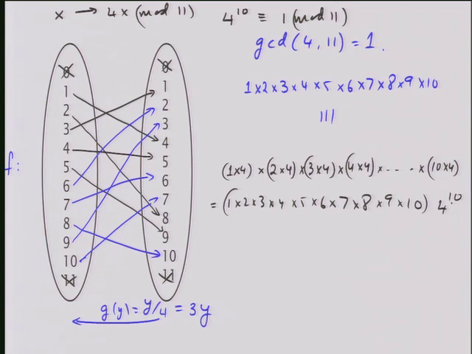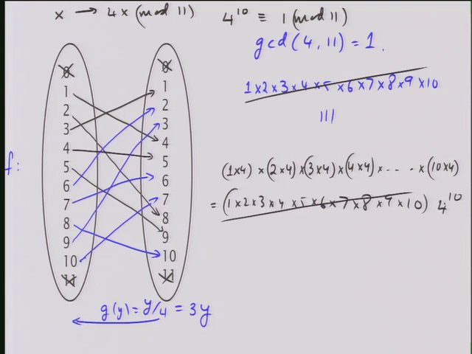So the first one was 4, which is 4 times 1. The second one was 8, which is 4 times 2. The third one was 1, which is 4 times 3. So each of them is 4 times something, right? So it's 4 times 1, 4 times 2, 4 times... Okay, so you simplify that. It's 1 times 2 times 3 up to 10 times 4 to the 10, because we got a factor of 4 for each one. So this is congruent to this. So you cancel these two, and you get 4 to the 10 is 1. Now, is that clever or what?